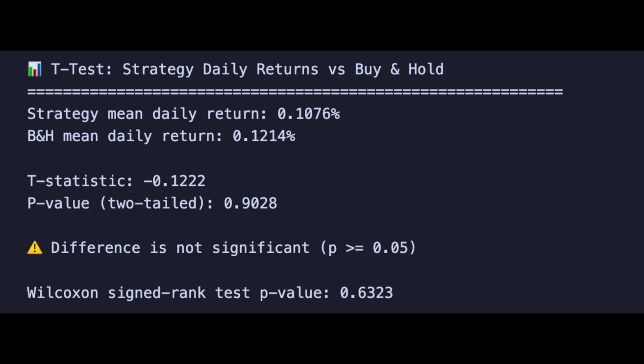The real advantage isn't in daily returns. It is in risk-adjusted returns. Sharpe Ratio more than 2, max drawdown only 7%, versus Bitcoin typically 30% drawdowns. So 4 of 4 core tests passed. The t-test is supplementary for a tactical strategy like this. This indicator is statistically proven to have an edge.